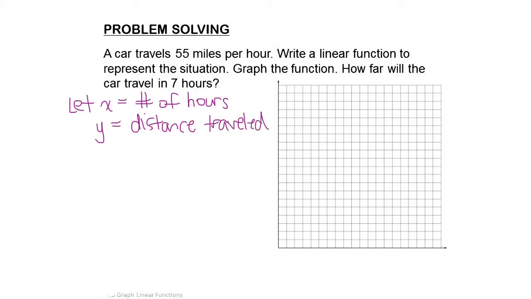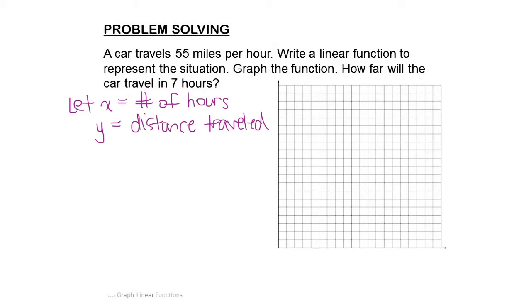Okay, so now let's see what's the relationship here. A car travels 55 miles per hour. So in 1 hour, we'll travel 55 miles. 2 hours, we'll travel 110. 3 hours, it would be 165, and so forth.